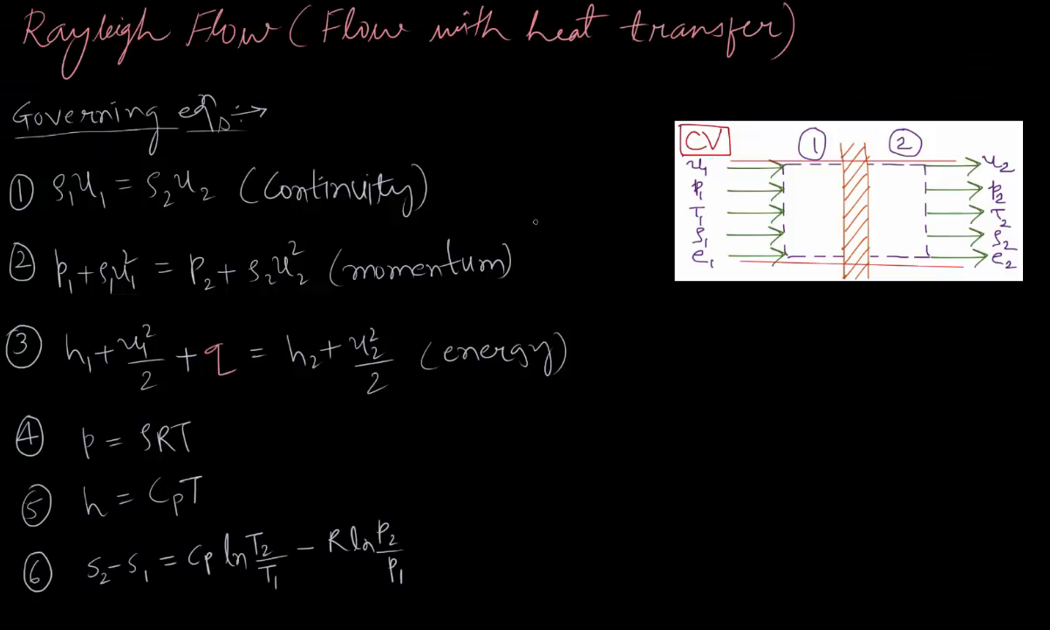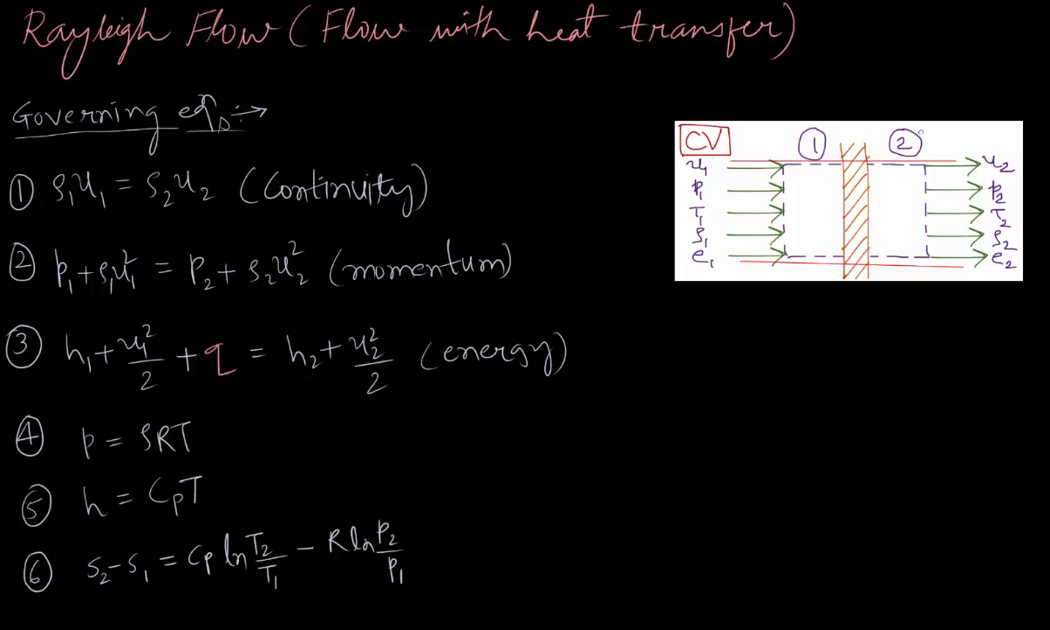So we were discussing steady, compressible one-dimensional flow, and in the last section we studied normal shock wave. Now let us study what is known as Rayleigh flow. It is also known as flow with heat transfer. Now look at the control volume. One is upstream of the control volume and two is downstream of the control volume.